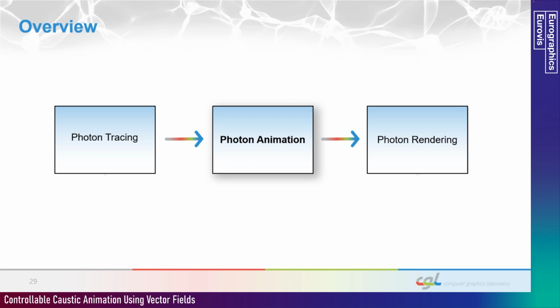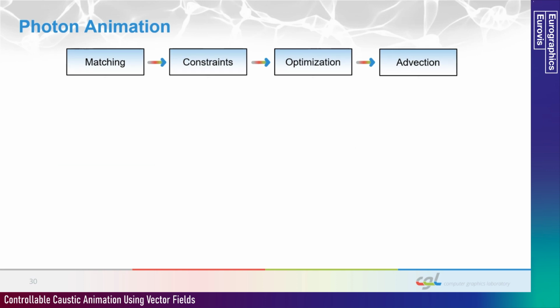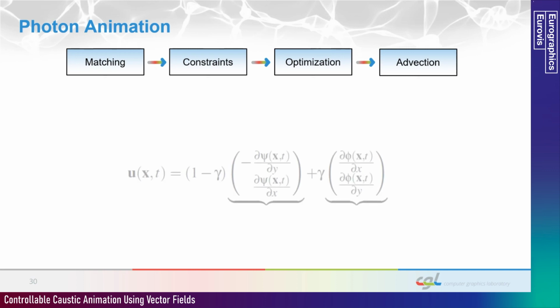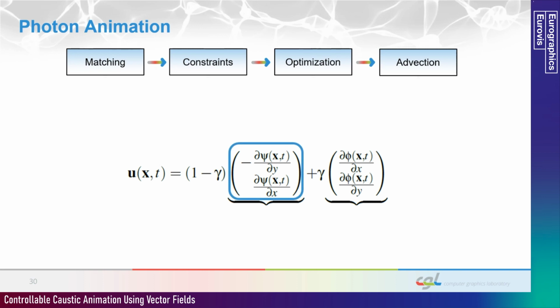Once we have the initial photons, we now perform the photon animation. This step contains our novel method for the artistic blending of caustics. We compute the vector field by feeding a stream function and a scalar potential to a set of constraints. Using a weighted combination of the cogradient of the stream function and the gradient of the scalar potential, we obtain the desired vector field.